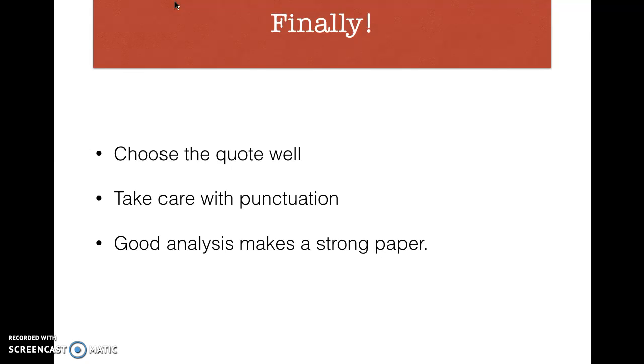Okay, final words. Choose the quote well. That's the most important part, is finding the quote. Really take care with the punctuation. Know whether it's a full sentence or part of a sentence. And the most important thing, good analysis will mean a strong paper.